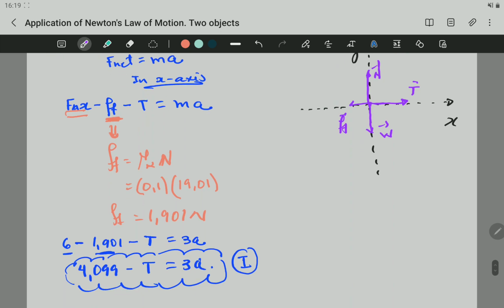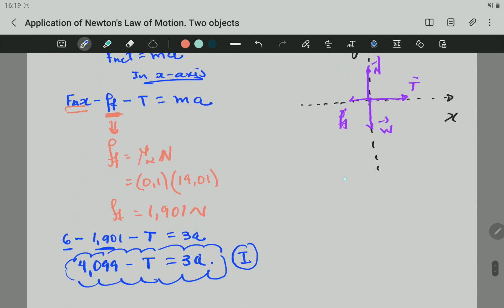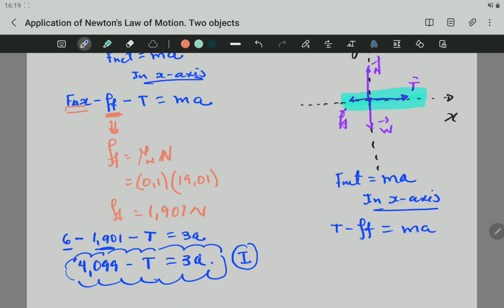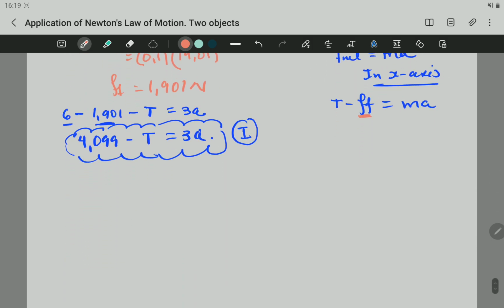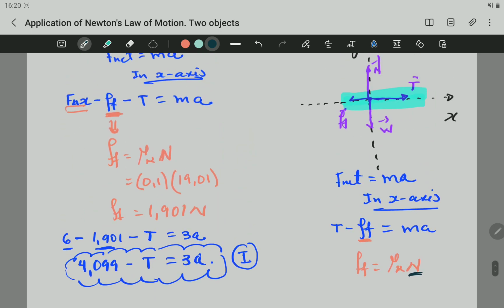Now, we're going to apply Newton's second law the same way as we did with block A. Net force is equal to ma. I'm going to be working in the x-axis. What forces are acting in the x-axis? We have tension, which is positive, minus frictional force, which is negative, is equal to ma. Now, what is the problem? Similar to before, we don't have the frictional force here. Frictional force, same formula, kinetic coefficient of friction multiplied by the normal. But there's still more problems. We don't have the normal for block B.